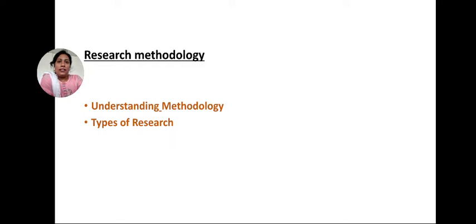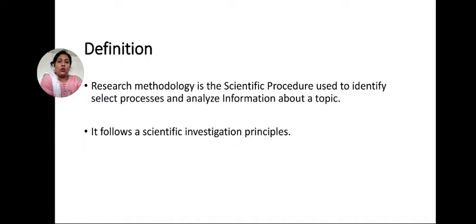So let's start with the definition of research methodology. First we will have to know what research methodology is. From the definition we will know what research methodology actually is. The first definition: it is basically a specific scientific procedure or techniques usually used for identifying, selecting, processing and analyzing any information that we need for the particular topic selected by ourselves.